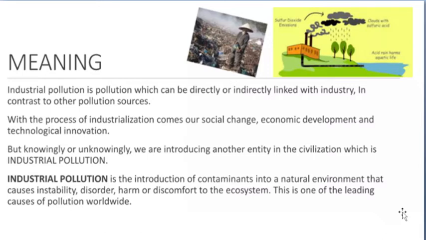Industrial pollution is pollution which can be directly or indirectly linked with industry. As the name suggests, industrial pollution means the pollutants that are generated from industries. In contrast to other pollution sources, we have already learned in our previous classes that there are different sources of pollution. But here, particularly, industrial pollution refers to the pollutants generated from industries.